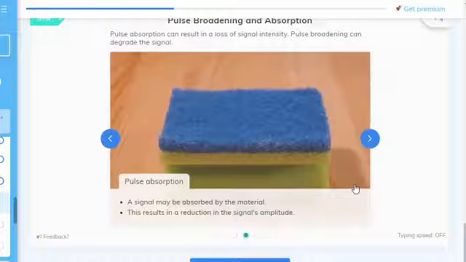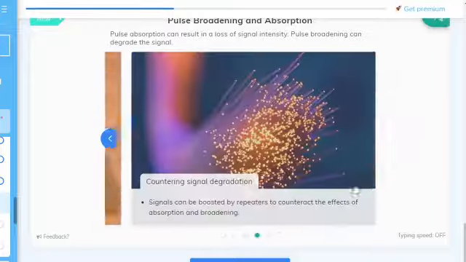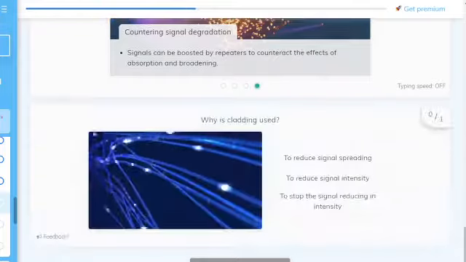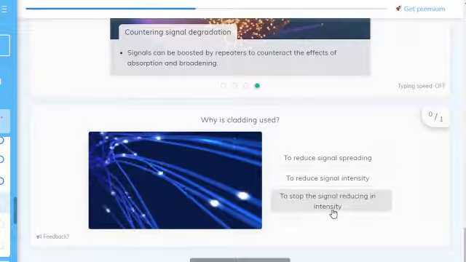Pulse absorption. A signal may be absorbed by a material. This would cause a reduction in the signal's amplitude. Countering signal degradation: signals can be boosted by repeaters to counteract the effects of absorption and broadening. So, why is cladding used? To stop the signal reducing in intensity, and to reduce spreading.